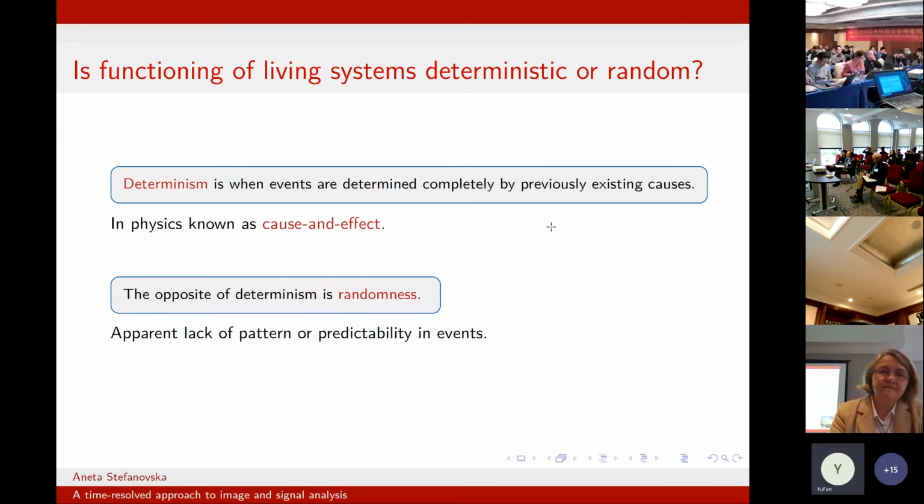Just to clarify, determinism is when events are determined completely by previously existing causes, and in physics we know this as cause and effect. The opposite of determinism is randomness. This is apparent lack of predictability in events. So the question is where we are with the living systems. Are we on the deterministic side or the random side?